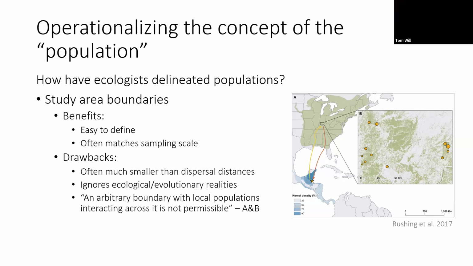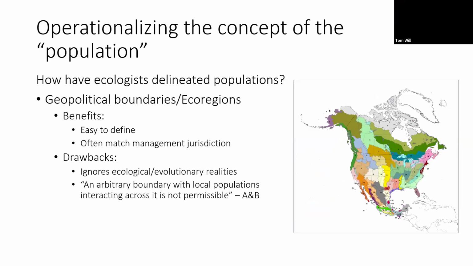And I pulled this quote out of the Andrewartha and Birch paper: an arbitrary boundary with local populations interacting across those boundaries is not permissible, right? So if we take that to be the way we define populations, then we probably shouldn't be doing this. Although, I think it's worth recognizing that for logistical reasons, this is the way we do it. And we've learned a lot using that kind of model.